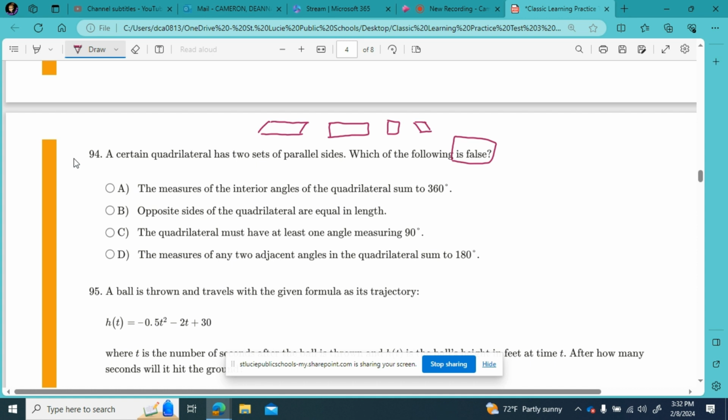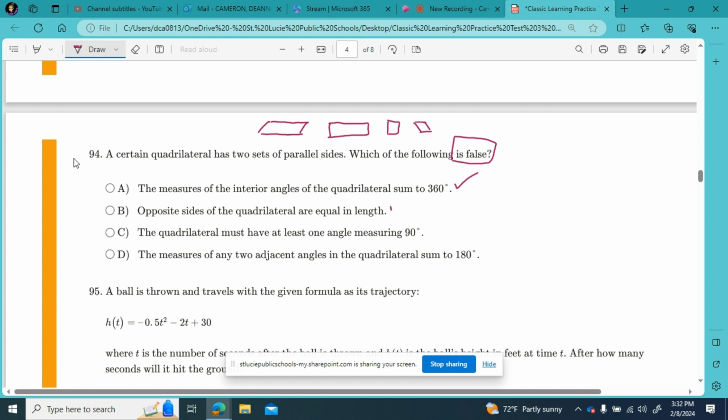A says the measures of the interior angles of the quadrilateral must sum to 360 degrees. And I know that's true, right? I can look at my rectangle, 90, 90, 90, 90. 90 times 4 is 360. That's true. Opposite sides of the quadrilateral are equal in length. Let's look at the opposite sides. Same, same. That's true.